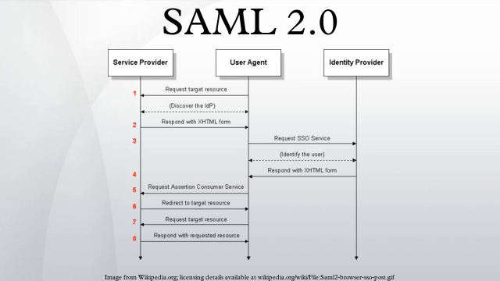6. Redirect to the target resource. The assertion consumer service processes the response, creates a security context at the service provider and redirects the user agent to the target resource. 7. Request the target resource at the SP again. The user agent requests the target resource at the service provider, https://sp.example.com/myresource. 8. Respond with requested resource. Since a security context exists, the service provider returns the resource to the user agent.